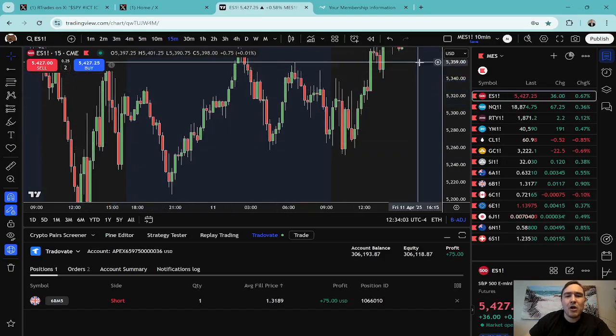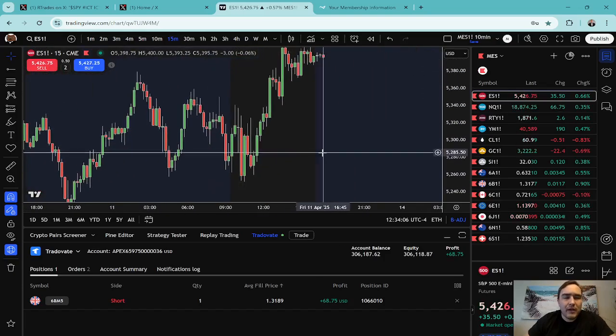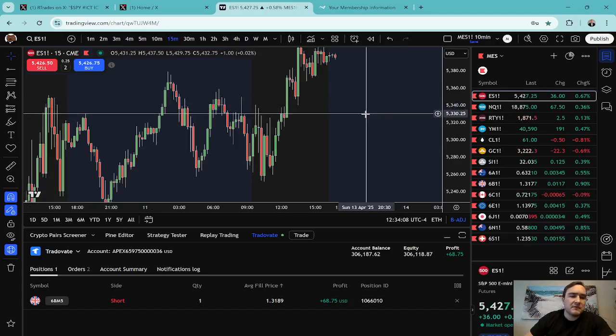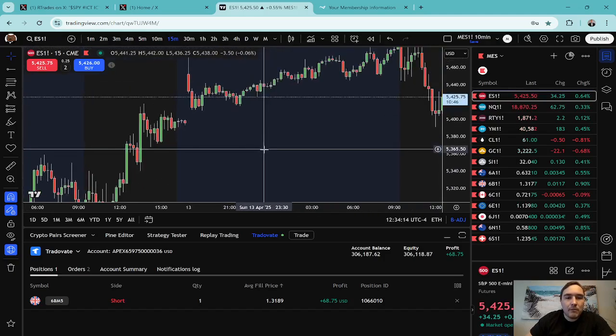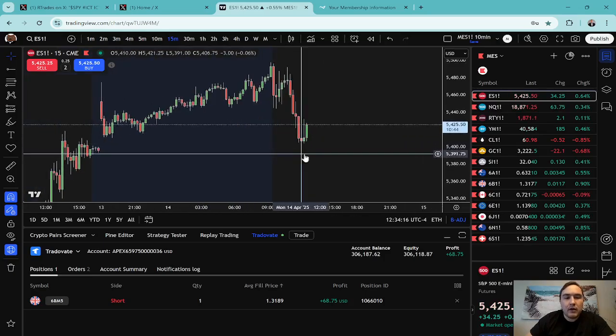What constitutes a long wick? It really should just be visually long. It's hard for me to say exactly what a long wick is, but it should be pretty obvious to you that it was a long wick.